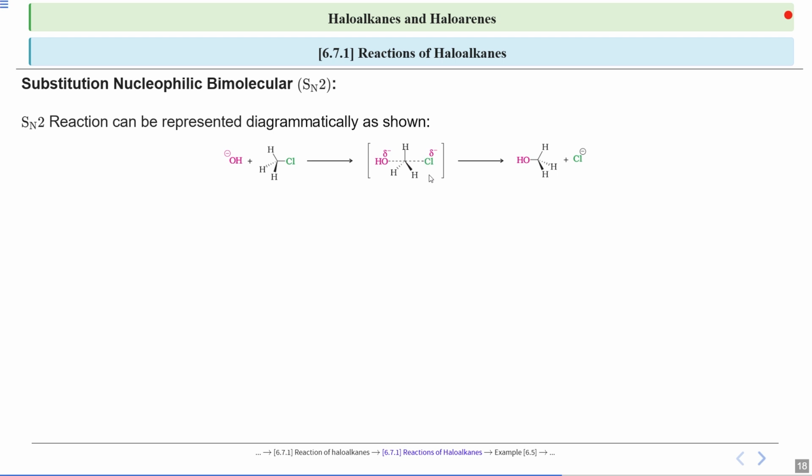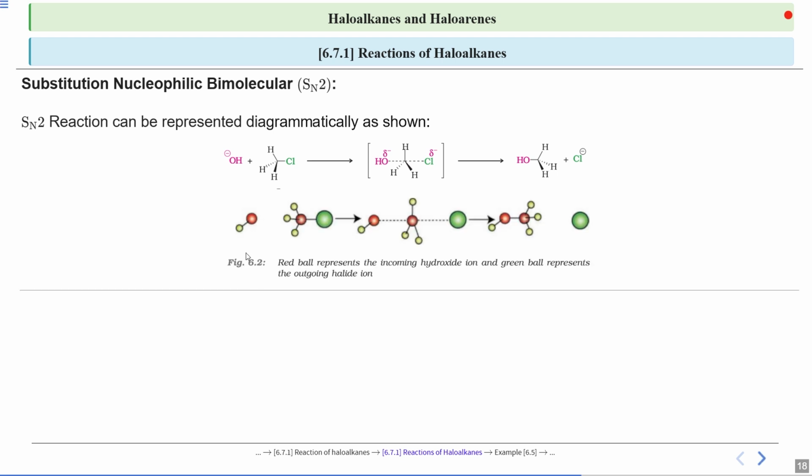Okay, so this bond breaks and you will finally get your product, which is alcohol, like methyl alcohol, plus chloride, which is our leaving group, so it will be left. Okay, so this is a single step reaction, happening in only one step. The other way is this, which is figure 6.2.